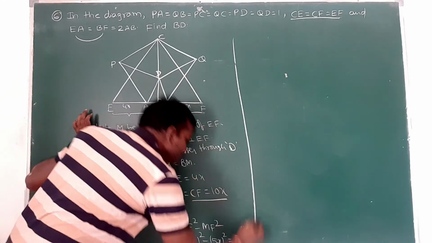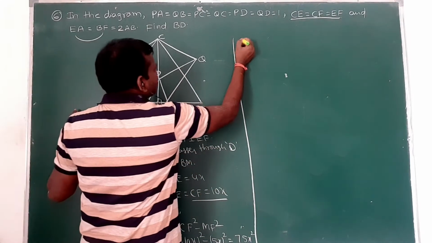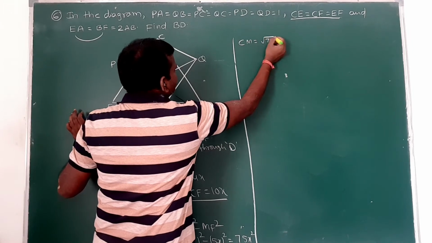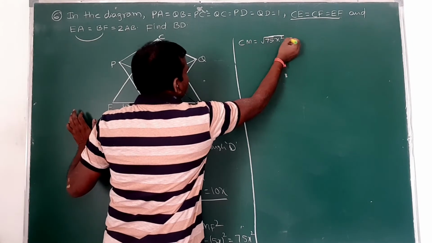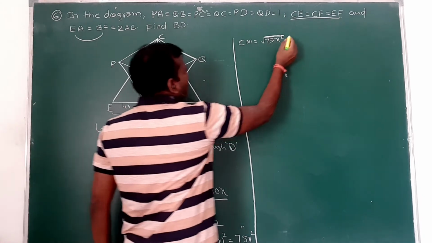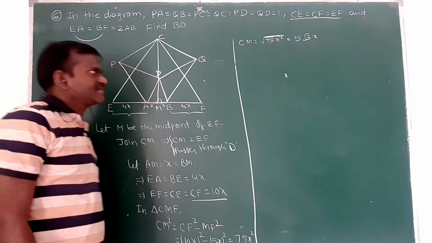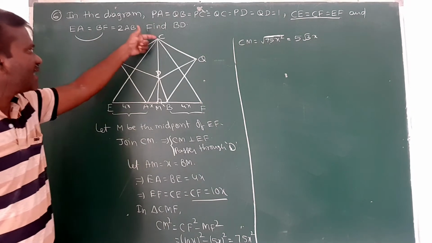Therefore, CM length is equal to root 75x square. That is 25 into 3, so it can be written as 5 root 3x. That is the CM length here.